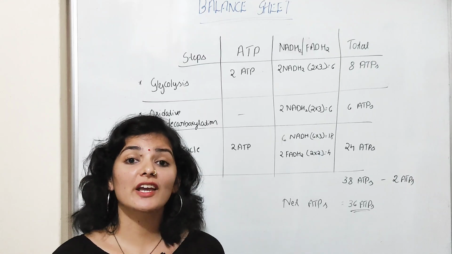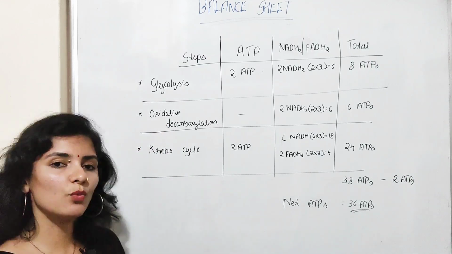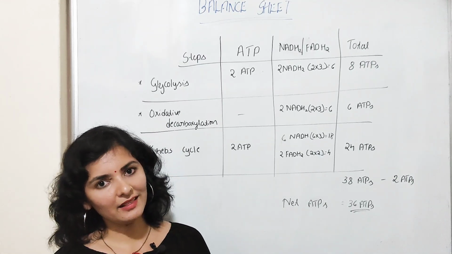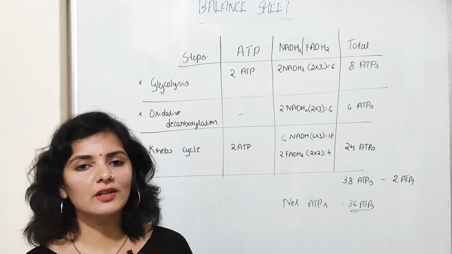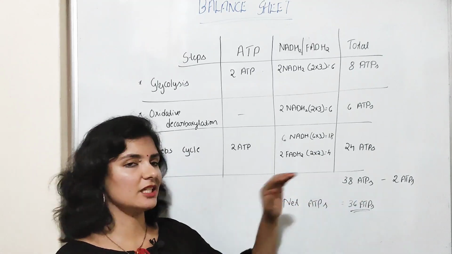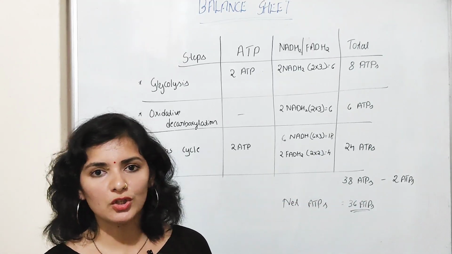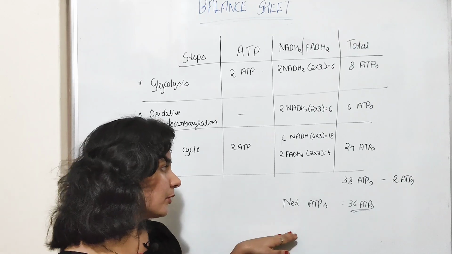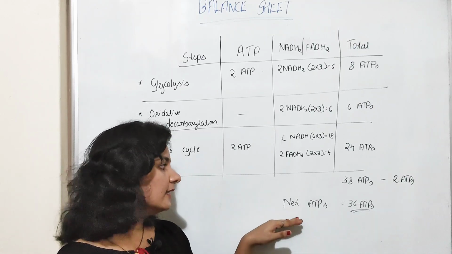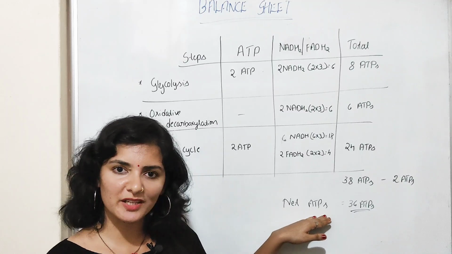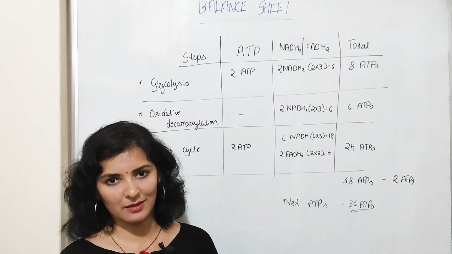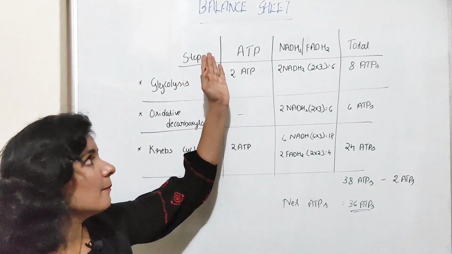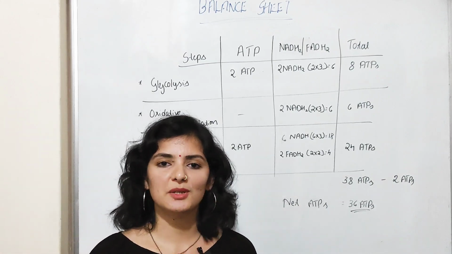But anyhow, when you assume that all these steps take place one after the other, one can tell that one glucose molecule can produce 36 ATPs, or when one glucose molecule undergoes aerobic respiration, or gets oxidized, it will produce 36 ATP, or the net gain of ATP during aerobic respiration is 36 ATPs. So that is all about the balance sheet, or respiratory balance sheet.